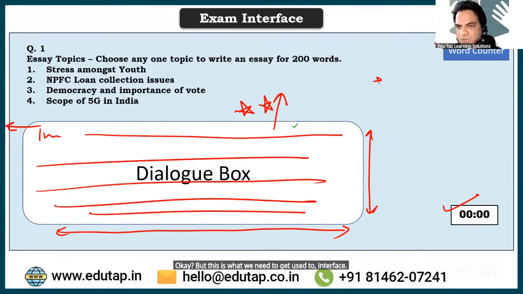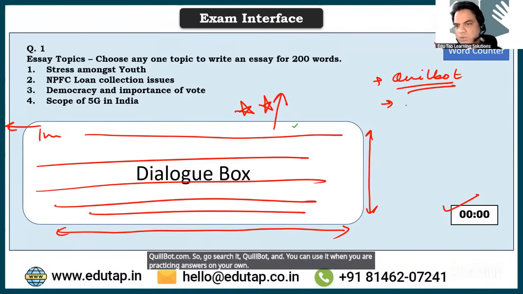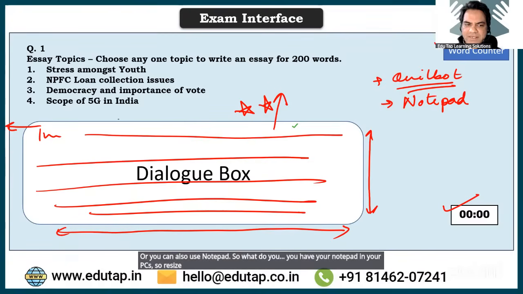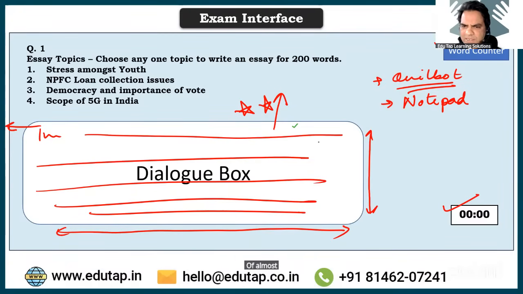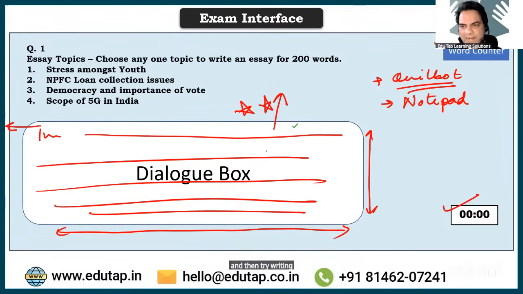Now how can you get used to this, guys? Now if you are practicing on your own, अगर आप खुद से practice कर रहे हो guys, तो there is a website by the name quillbot.com. So go search it, Quillbot, and you can use it when you are practicing answers on your own. Or you can also use Notepad. So you have Notepad in your PCs. Resize the Notepad into a rectangular dialog box, maybe a little smaller than what you see on the screen. So resize it a little bit, and then try writing your answer in the dialog box.